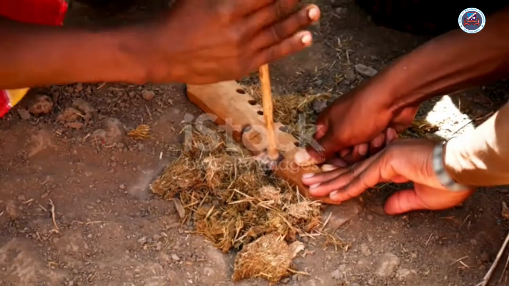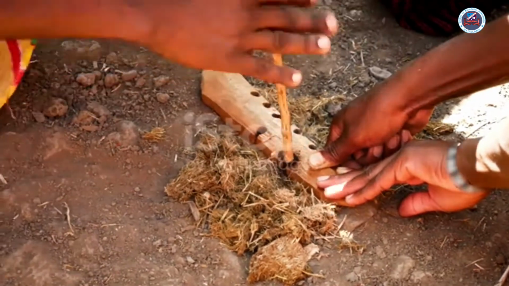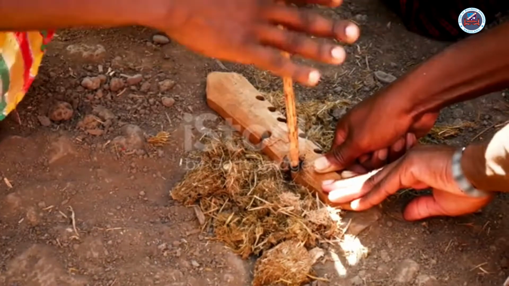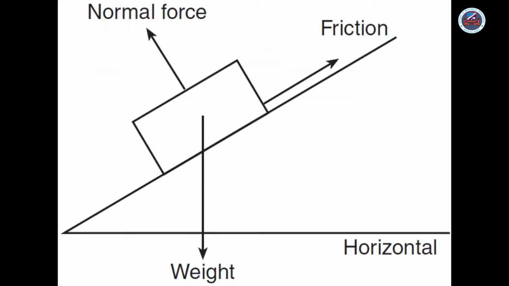When we rub two objects against each other, it becomes hot. This is due to friction. This is also the reason why our hands become warm when we rub them together. Friction acts to oppose motion. This means it is because of friction the box does not slide down the slope.